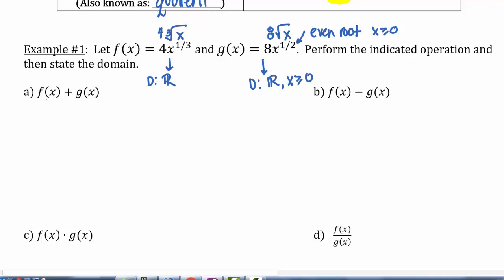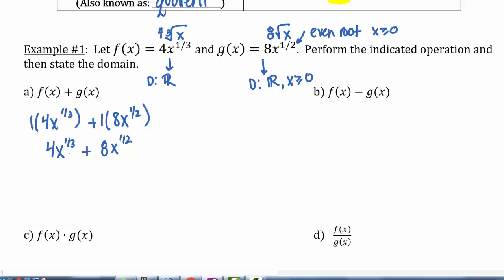I'm going to first find f plus g. So I have 4x to the 1/3 plus 8x to the 1/2. I always use parentheses because there are specific times where you need them and it makes a difference. What I'm really doing is multiplying both of these by 1. Since there's only one term in each, they don't really need parentheses here, because I'm just multiplying by a positive 1.